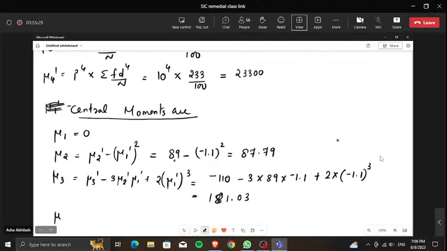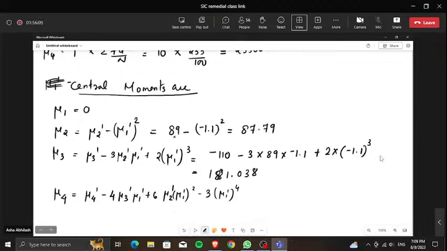Yes. Okay, now mu4. Quickly write the formula first. Mu4 is equal to mu4 dash minus 4 mu3 dash mu1 dash plus 6 mu2 dash mu1 dash square minus 3 mu1 dash raised to 4. This is the formula. So I have to substitute all the values here.